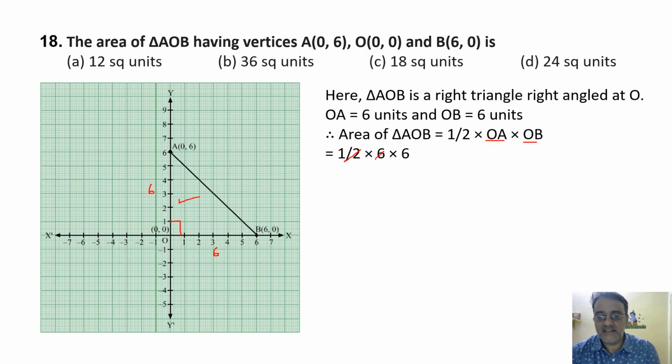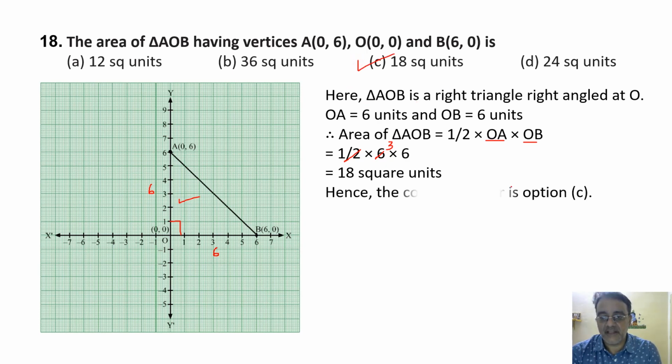एक 2 हम लोग इससे कैंसिल कर लेंगे. So we are getting 18 square units. So the correct option is Option C. Option C, right. Now we are moving toward question number 19.